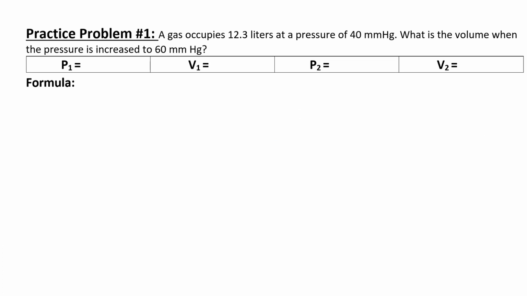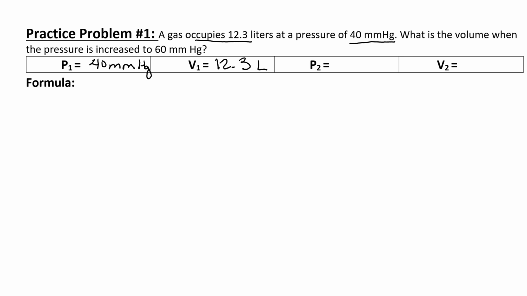Okay, a couple of practice problems. The first one, a gas occupies 12.3 liters at a pressure of 40 millimeters of mercury. What is the volume when the pressure is increased to 60 millimeters of mercury? Okay, so our knowns: it occupies 12.3 liters at a pressure of 40 millimeters of mercury. So we start with 12.3 liters and 40 millimeters of mercury.